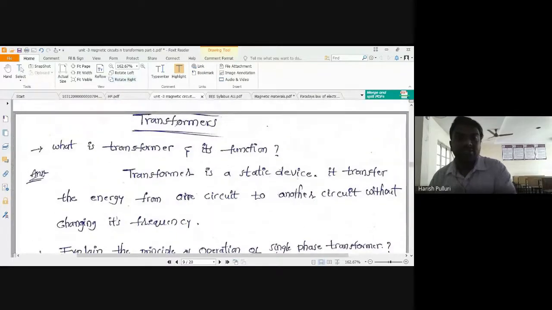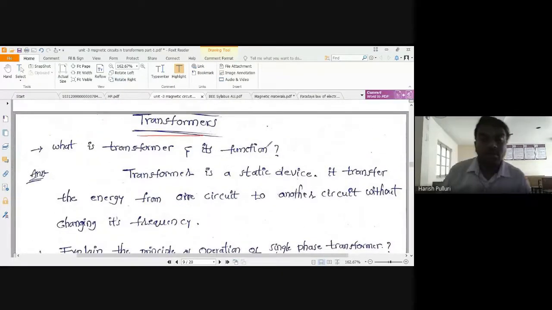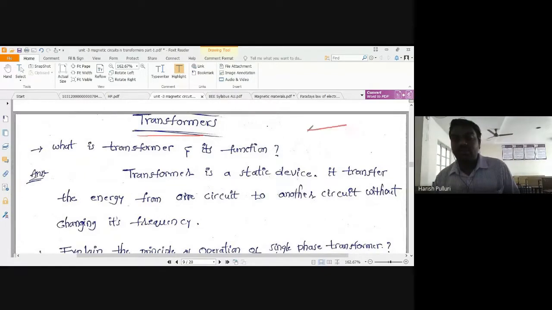Next one is about the transformer. First of all, what is a transformer? Generally we represent the transformer like this. If I am giving the input here and taking the output here, where I give the input is called the primary winding, and where I take the output is called the secondary winding.